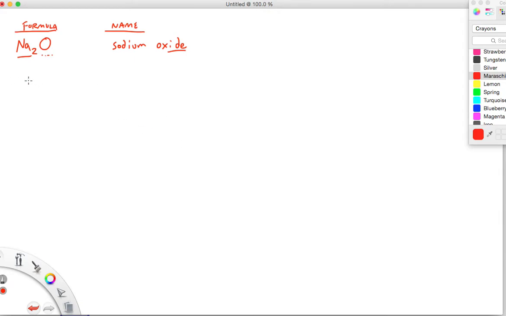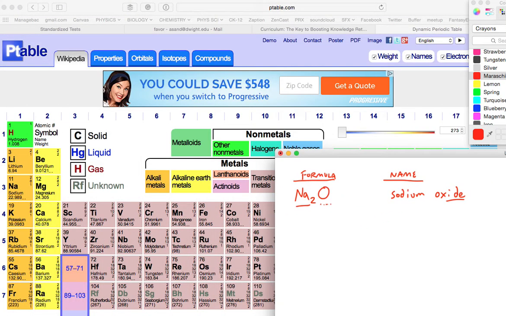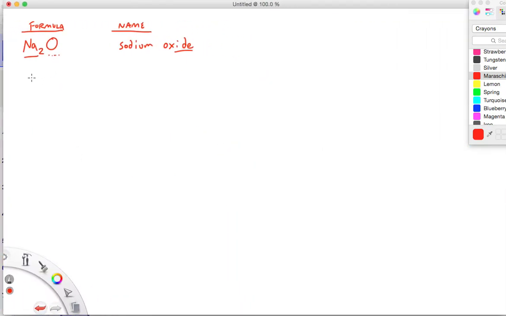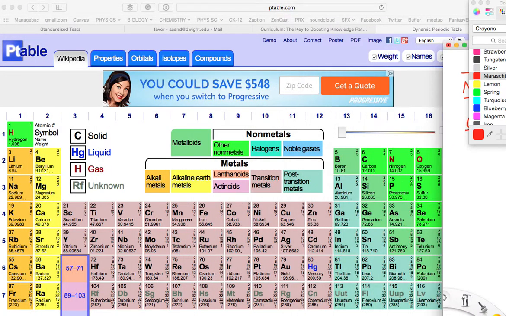Okay, let's do another problem. Let's look at this. Let's do Ca, Cl, that's an L, 2. Okay, so you look at this first element, and that does not change. You look up where Ca is. Okay, so Ca, and notice that all of these starting elements are always going to be on the left-hand side of the periodic table, and the non-metals are going to be over on the right-hand side of the periodic table.